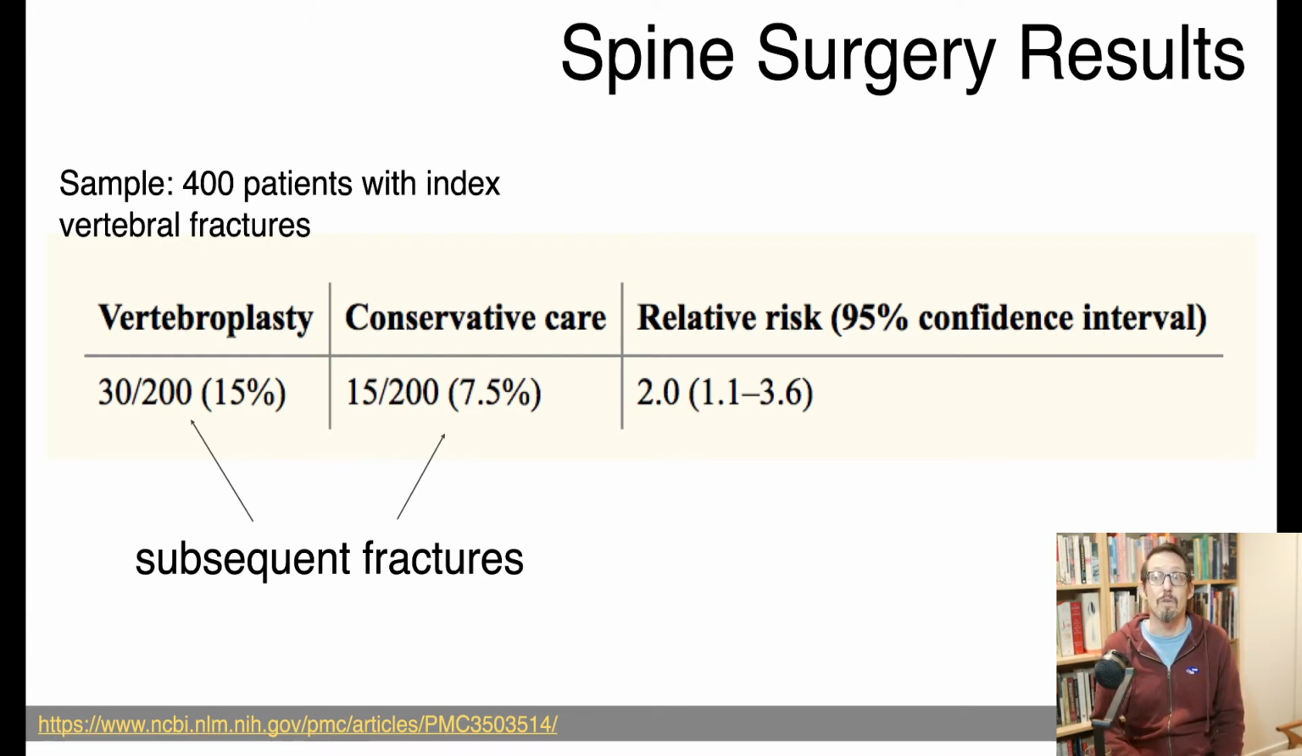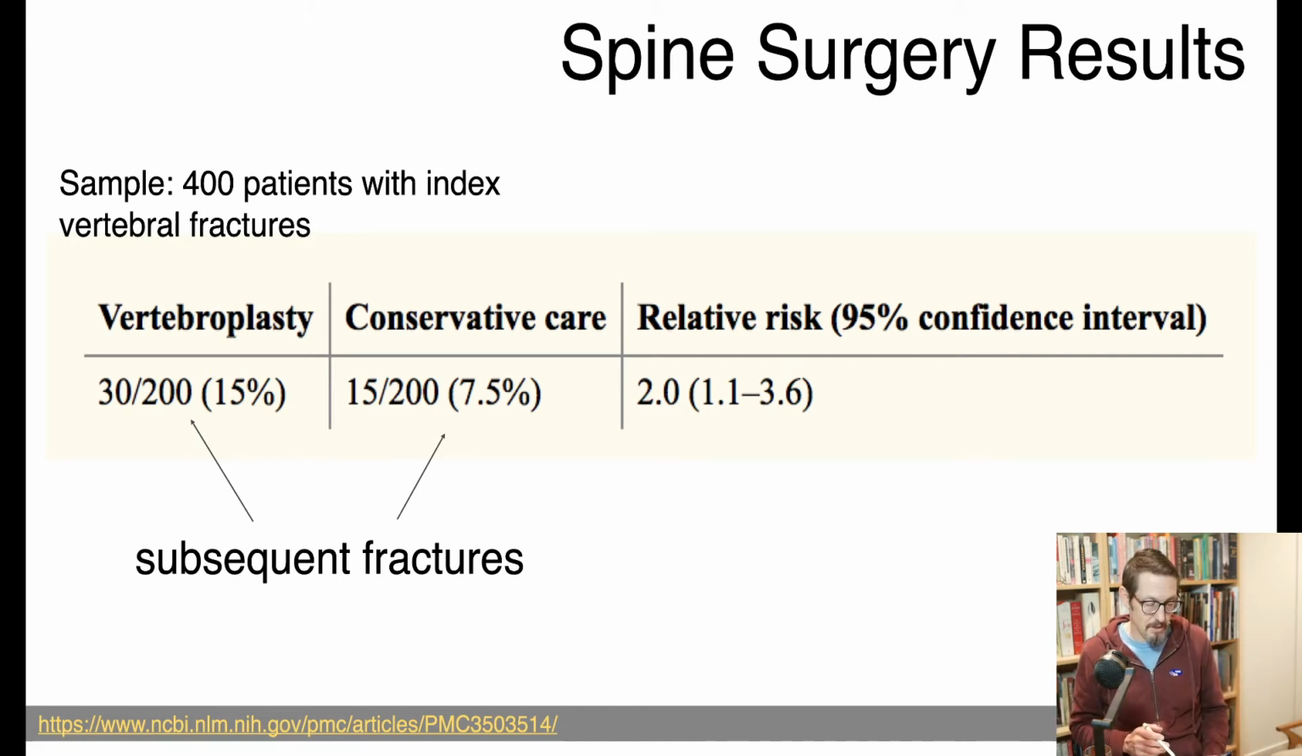So, the question is, does this surgery help out? Or should we just let our patients heal up by themselves? All right, so we check out how many of these patients end up getting a secondary fracture down the line, right? Obviously it's bad if somebody with a fractured spine has another fracture. It indicates that the healing process was not complete.